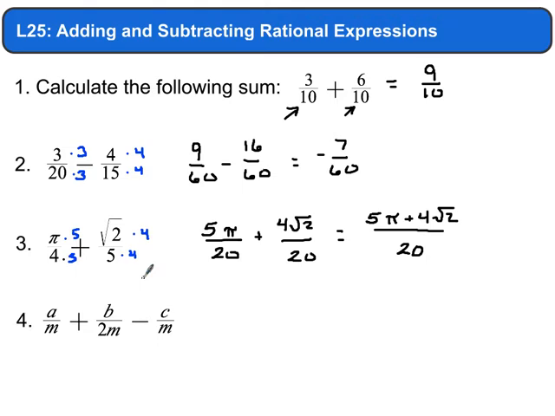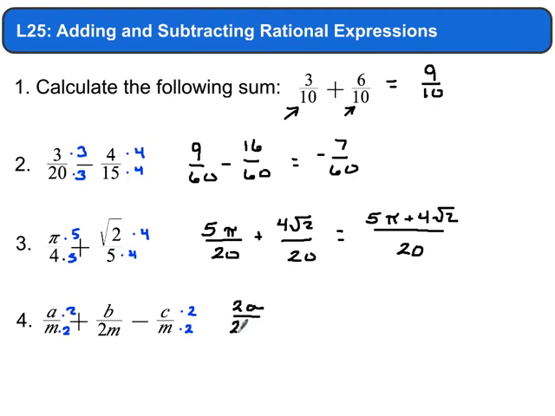So then that takes us to number 4, where we have a bunch of variables. So here we have an m, a 2m, and an m. So to get a common denominator, I need to multiply this one by 2, so we have a 2m. We already have a 2m here, and I need to multiply by 2 here, so I get 2m's across the bottom. So when I do that, my new problem looks like this.